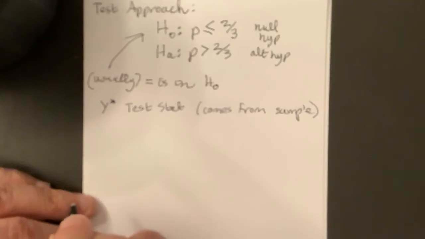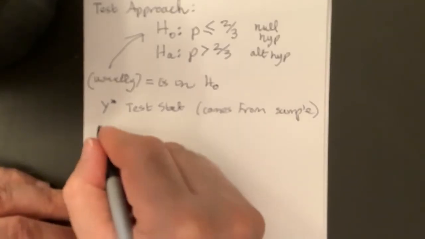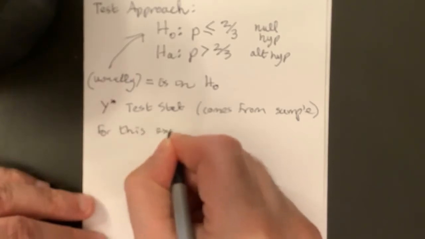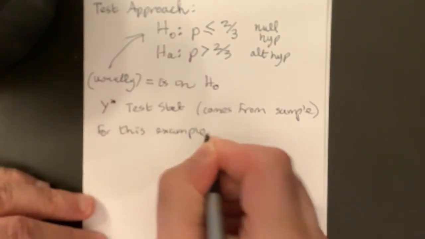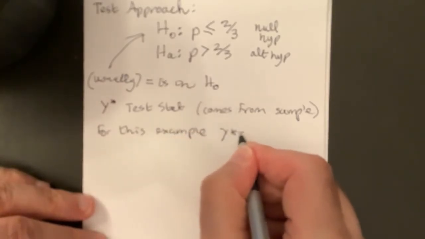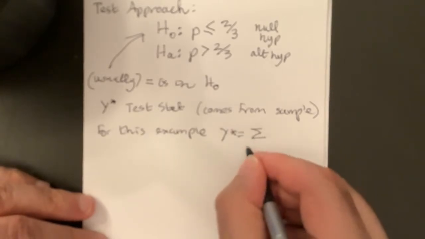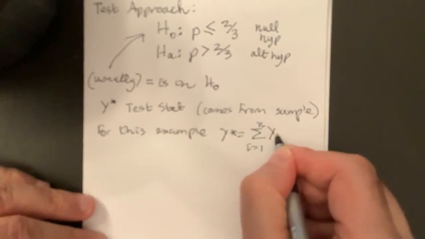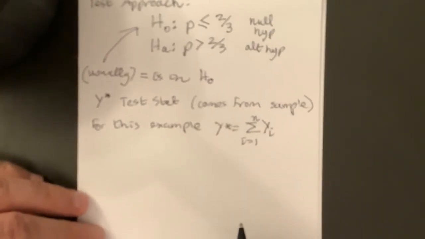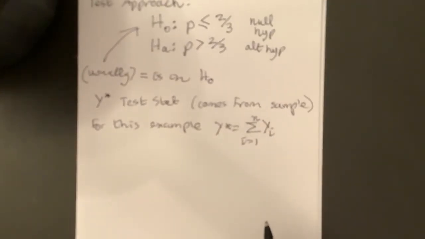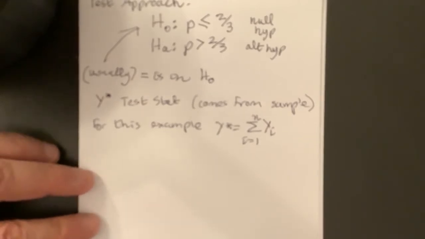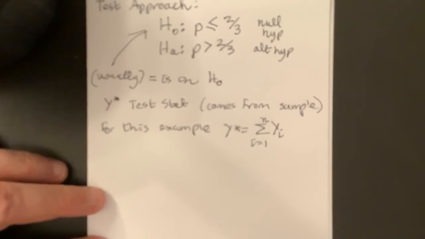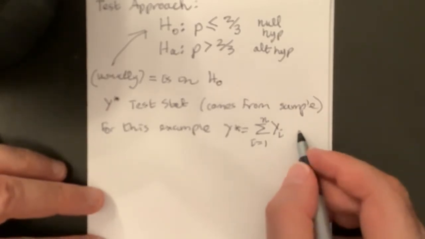So in this case, for this example, maybe I let y star equal the sum from i equals 1 to n of y_i, okay? And maybe n is 12 here. n is 12, so in this example.